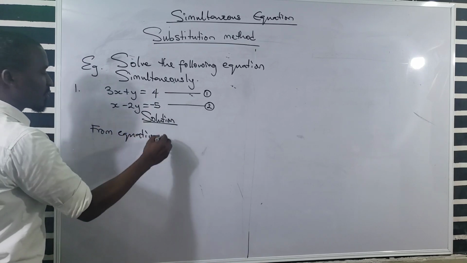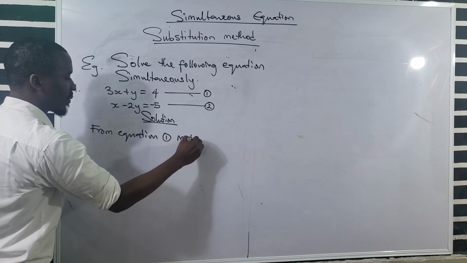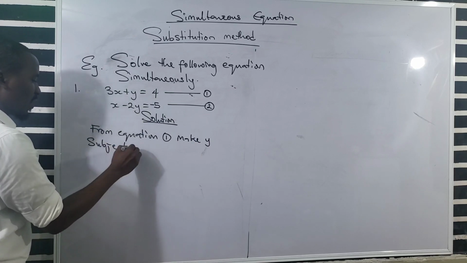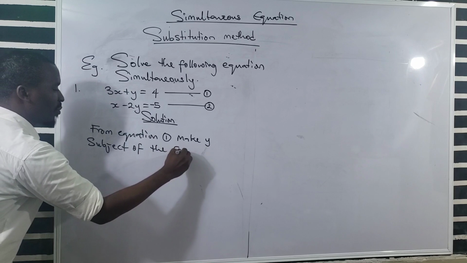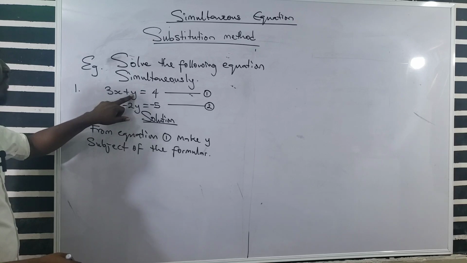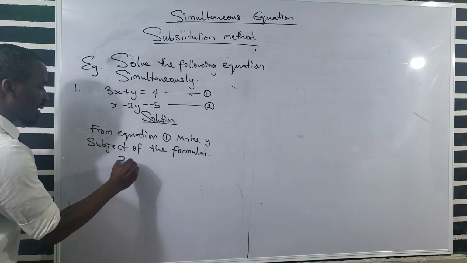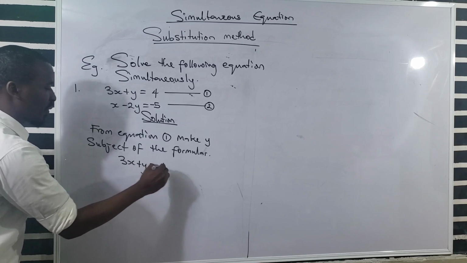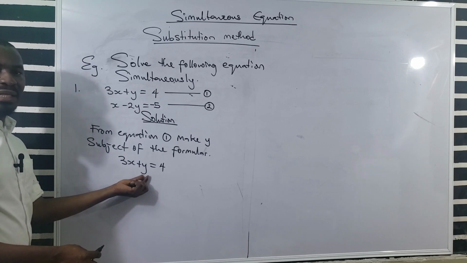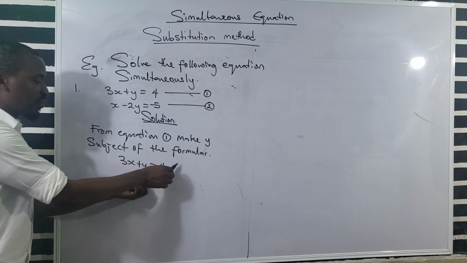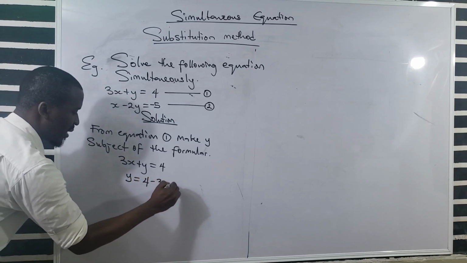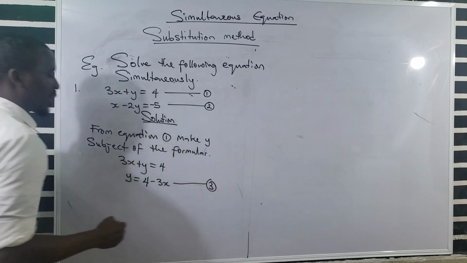Let's choose equation 1 and make y the subject of the formula. Remember, we have 3x plus y equals 4. To make y the subject of the formula simply means to leave y alone on the left-hand side. So we take the 3x to the right-hand side, and that gives us y equals 4 minus 3x. That is our equation 3.